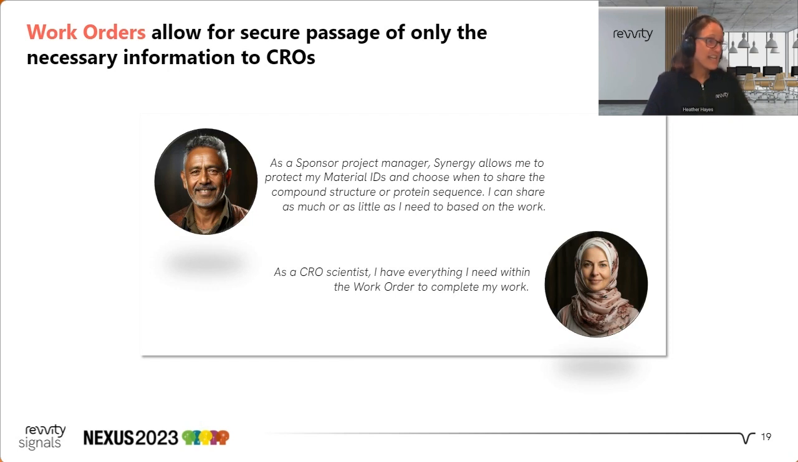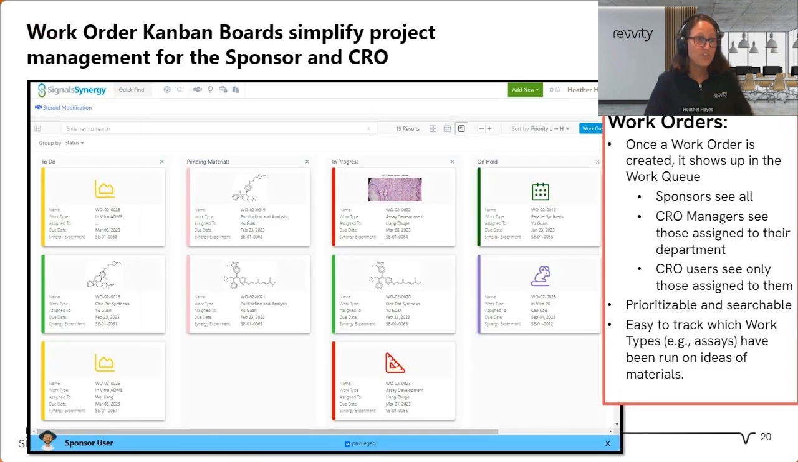So as a sponsor project manager, Synergy allows you to protect your material IDs and choose when to share the compound structure or protein sequence. You can share as much or as little as you need based on the specifics of the work. And as a CRO scientist, you have everything that you need right there in the work order. No need to go searching through email or looking at other things. Everything's right there in the work order, ready for the CRO scientist to deliver their expertise onto the project.